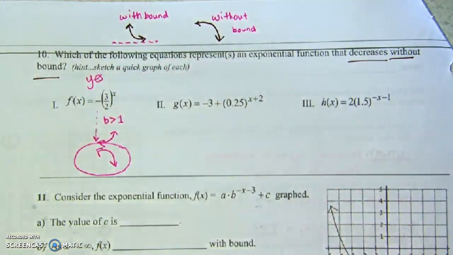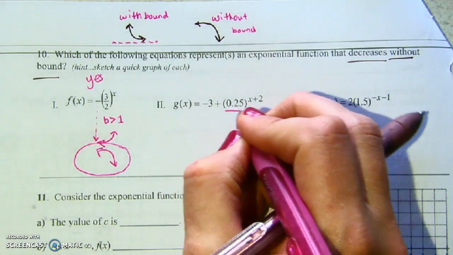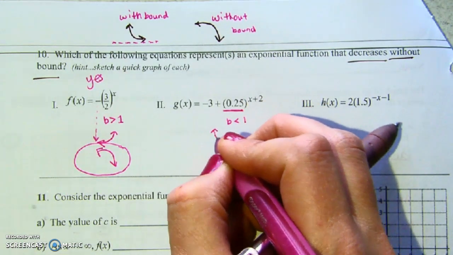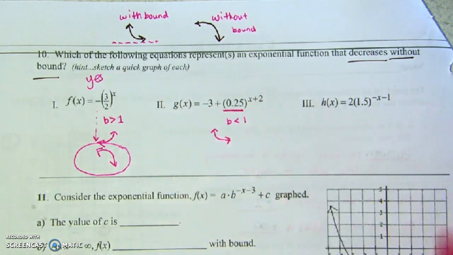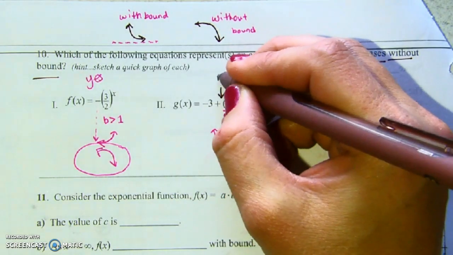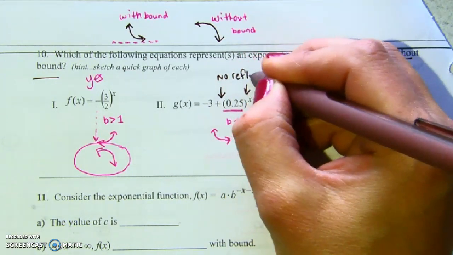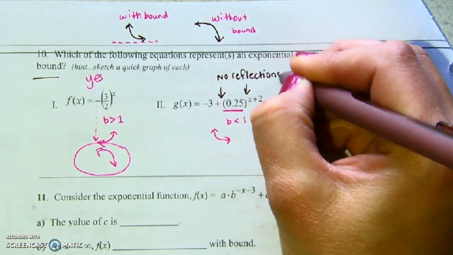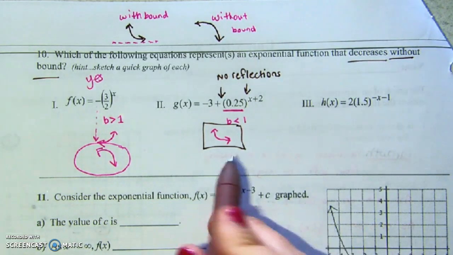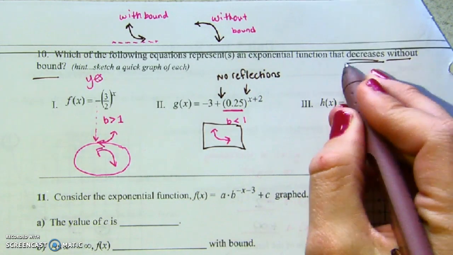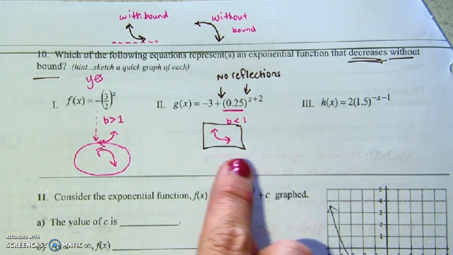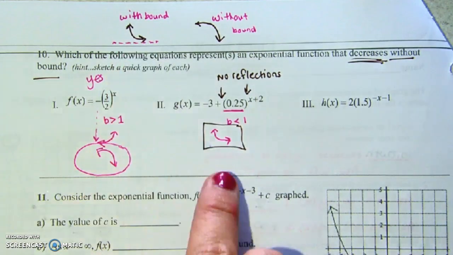Okay, let's do it again. Ready? What's the base? The base is less than 1, which means this is a decay function. Now, is there a negative here or a negative here? No. So there's no reflections, which means this is decreasing. You agree it's decreasing. Yes, but is it decreasing without bound? Is it going to negative infinity? No, it's decreasing with bound because it's leveling off.